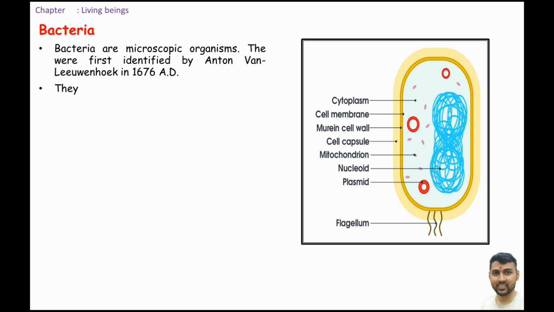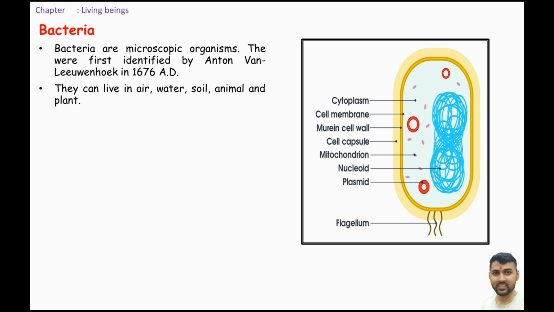First of all, bacteria. Bacteria are microscopic organisms, visible only with the help of a microscope. Bacteria were first identified by the scientist Anton van Leeuwenhoek. Bacteria are also the microorganisms which came on the earth for the first time.